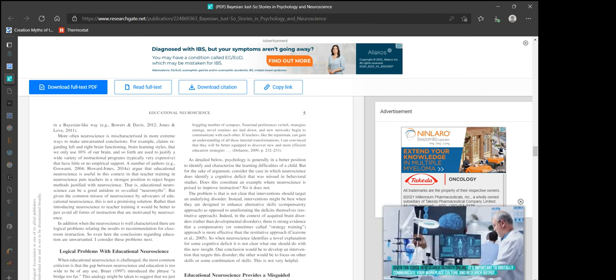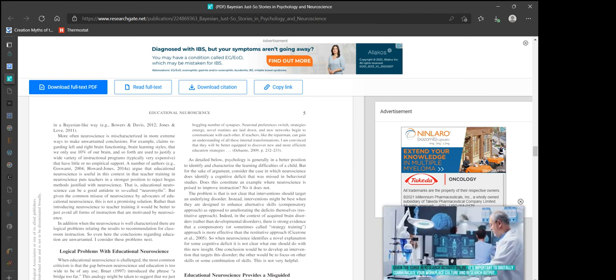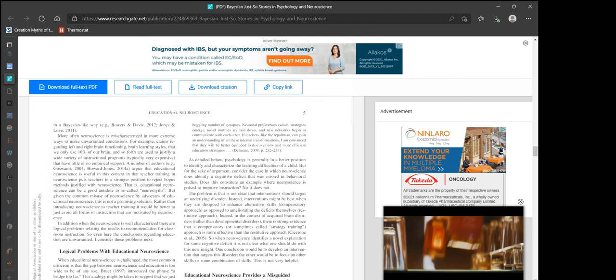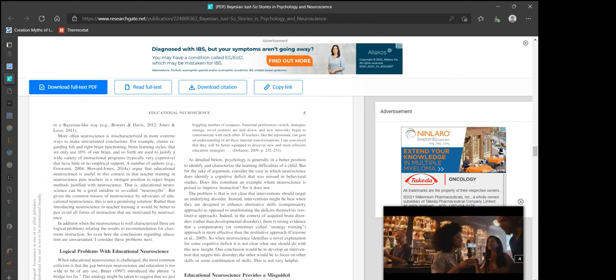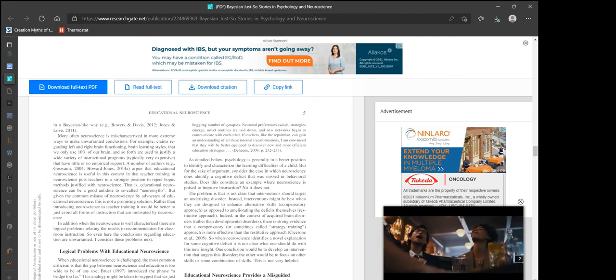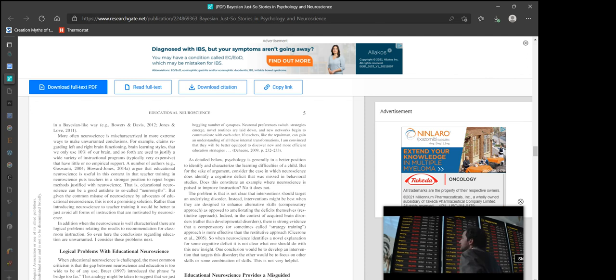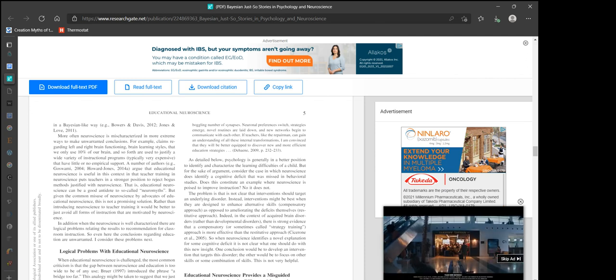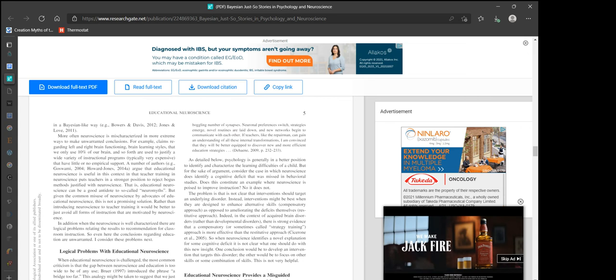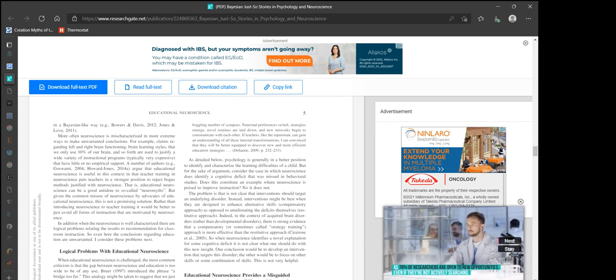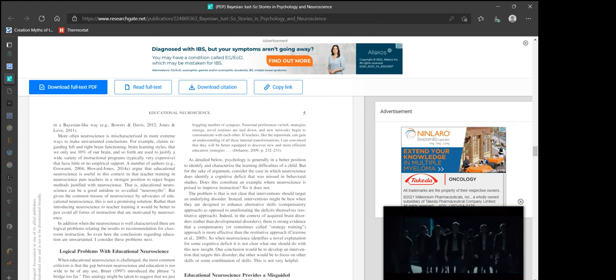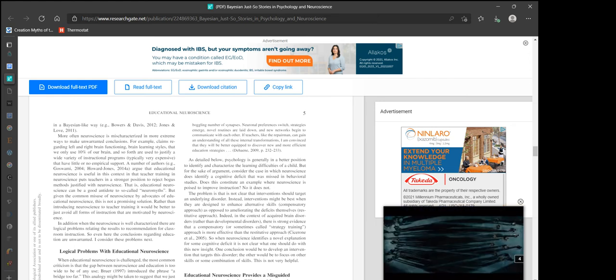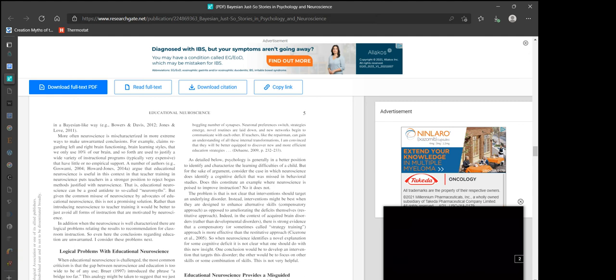More often, neuroscience is mischaracterized in more extreme ways to make unwarranted conclusions. For example, claims regarding left and right brain functioning, brain learning styles, that we only use 10% of our brain, and so forth, are used to justify a wide variety of instructional programs, typically very expensive, that have little or no empirical support.